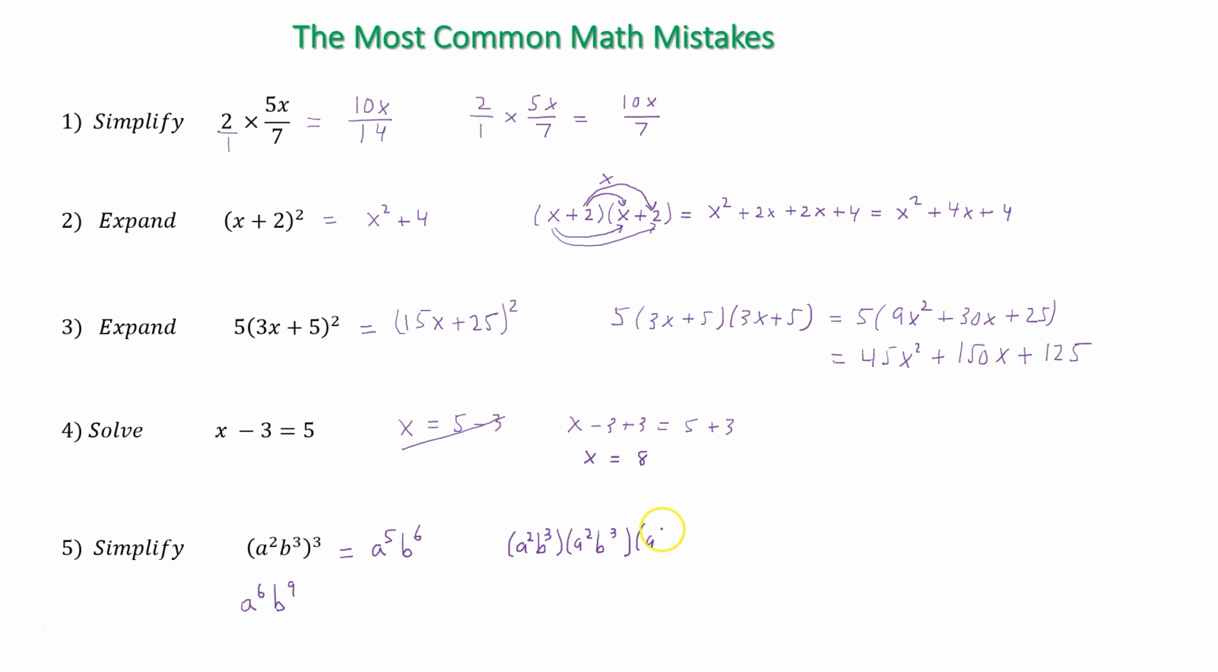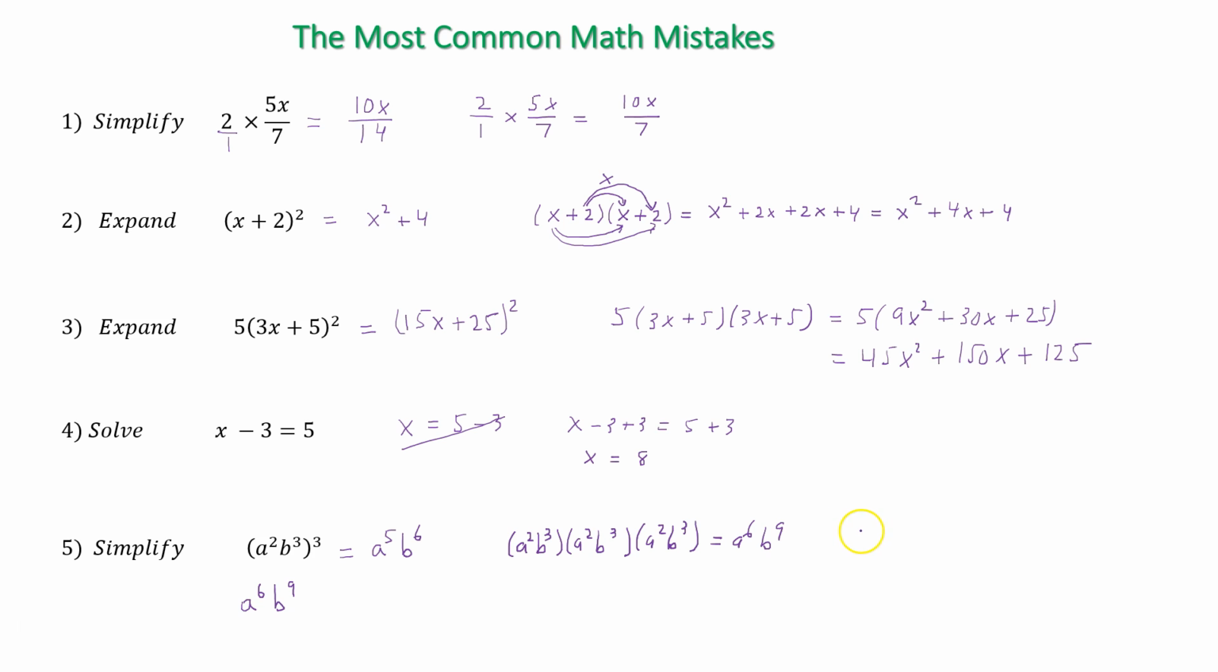And then once again, if you add up the exponents now, this a has a 2, and you're going to add another 2, and another 2, to give you a to the 6. And then looking at the b's, you're going to add these 3's together, so 3 plus 3 plus 3, and that's going to give you 9. Okay? And that's one of the exponent laws.